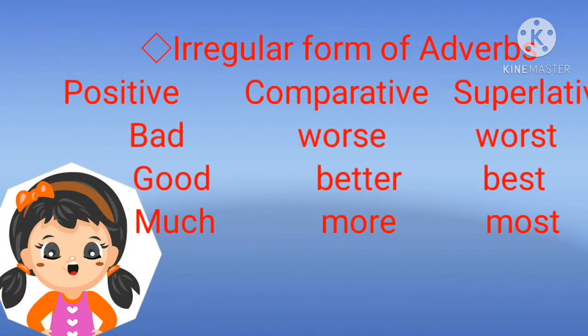Irregular form of adverbs. The first word is bad. So its comparative becomes worse and superlative becomes worst. Second word is good. So its comparative becomes better and superlative becomes best. And the third word is much. Its comparative becomes more and superlative becomes most.